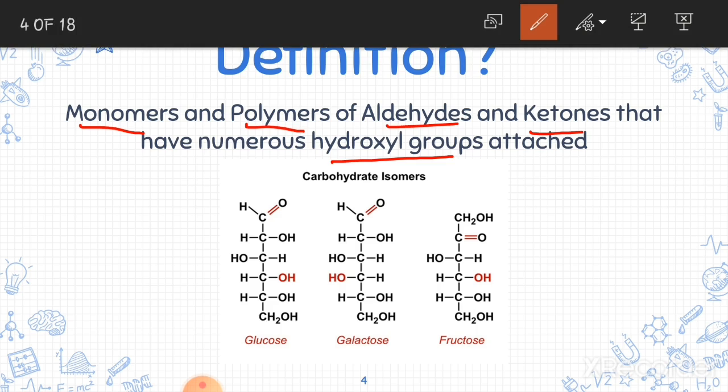Now if you look at the first example, it is glucose. Here you may see that this glucose has an aldehyde group and hydroxyl groups as well. So how many hydroxyl groups are present in the glucose? 1, 2, 3, 4 and 5. 5 hydroxyl groups are present. So according to the definition, this glucose is a carbohydrate because it has an aldehyde and it has numerous hydroxyl groups attached with it.